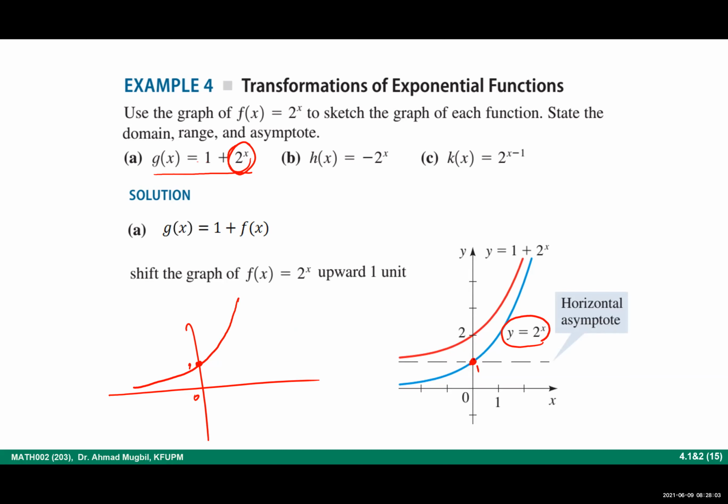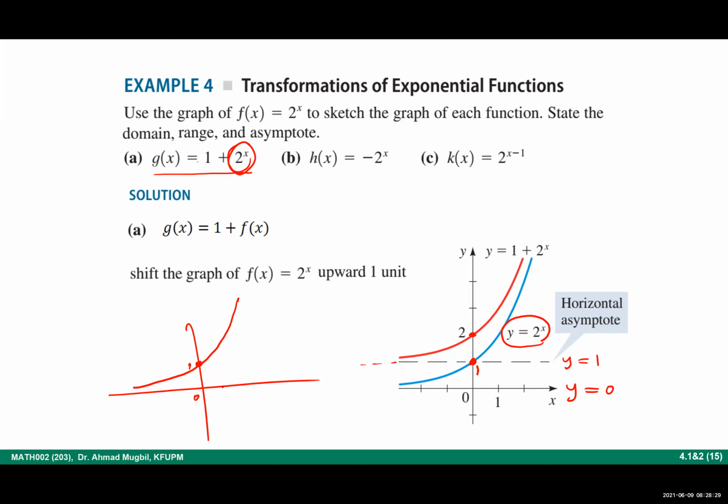We will focus on this point. It is 1, so it becomes 2 because we are moving up. So this will be the y-intercept. Also, what is the horizontal asymptote here? The horizontal asymptote here is y equals 0, the x-axis. So it will also be shifted up. So it will be y equals what? 1. So now this is the horizontal asymptote.